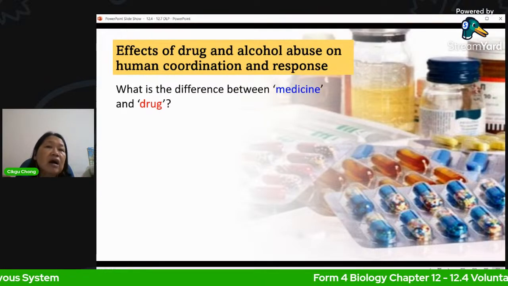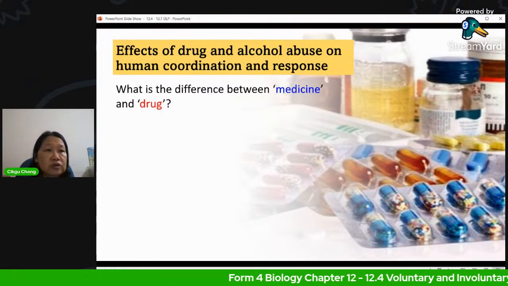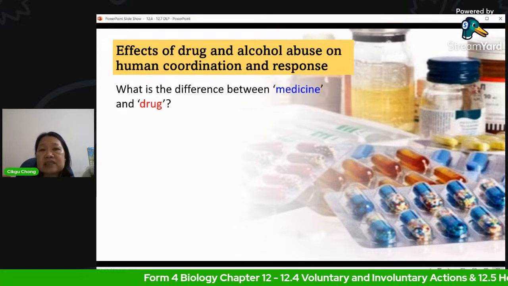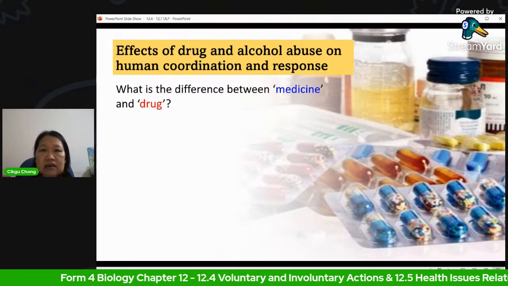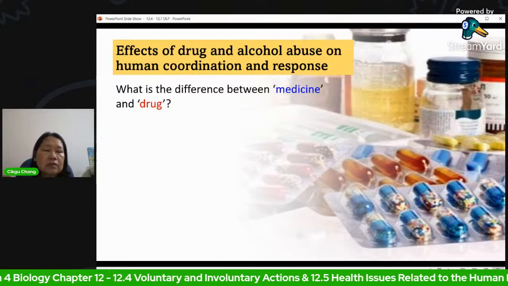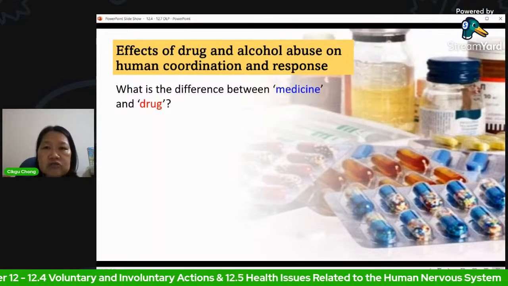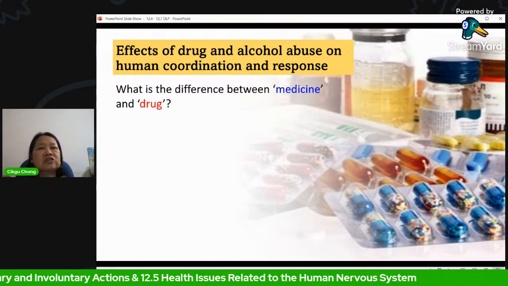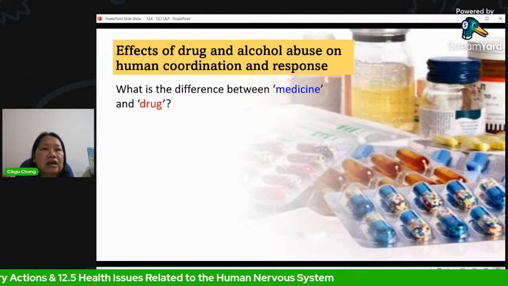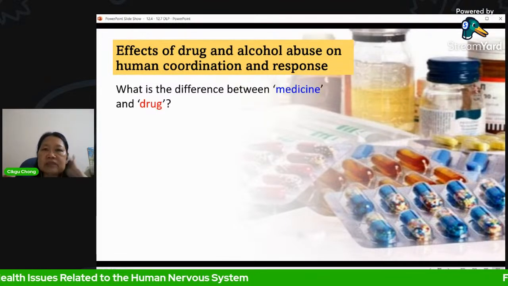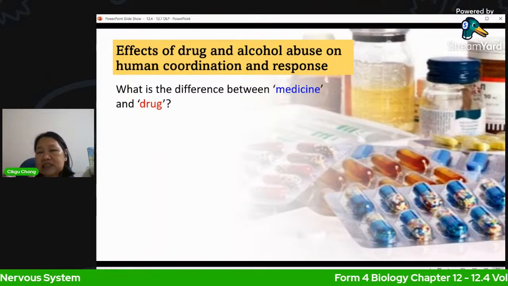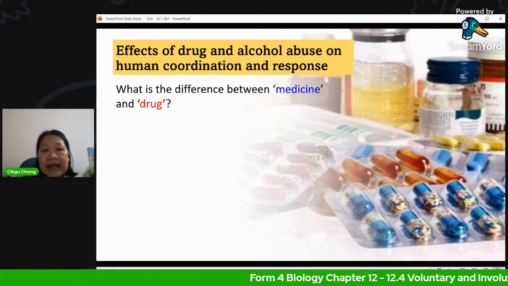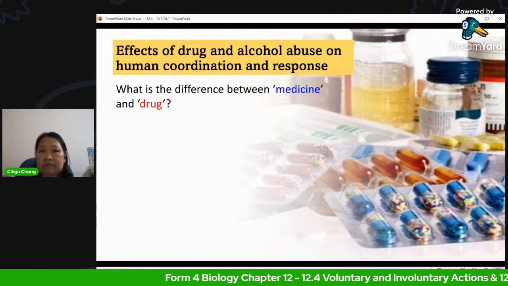Medicine seems like a good thing, right? Medicine is a good thing because we use medicine to treat diseases, to make the person become better. And when you hear the word drug, oh, it's all negative. Drug means you're bad, right? The person takes drugs, so the person is a drug addict. Drug has a negative connotation. Medicine has a positive connotation. Actually, they are referring to the same thing.